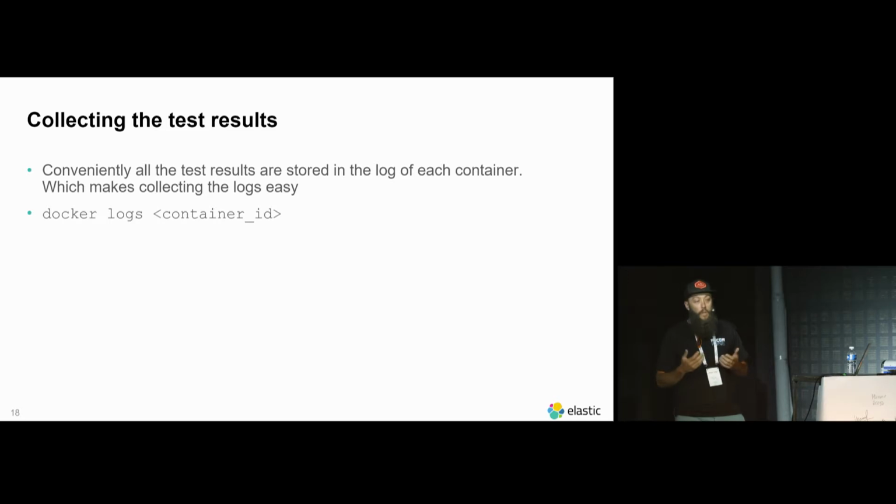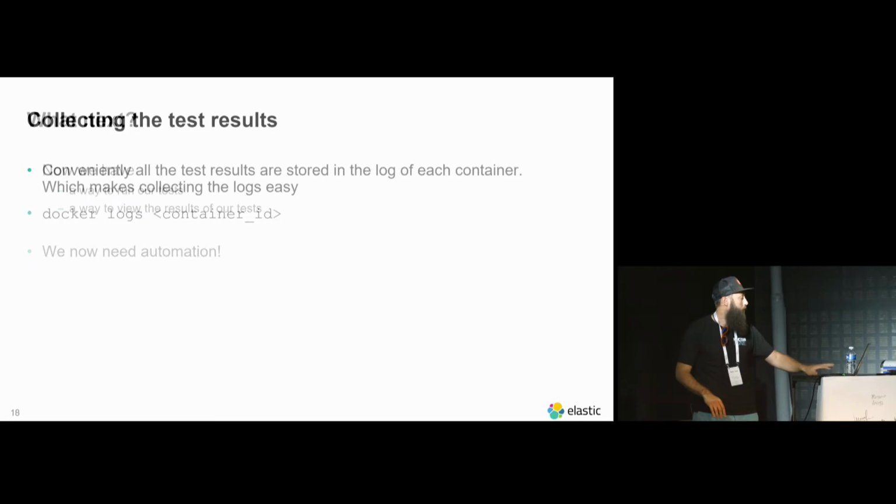Collecting the test results: if you run docker-compose up, you're going to just see a stream of text come down your console, which can be really hard to process and manage, especially if your test matrix gets really big. Luckily, though, the output of all of the tests are stored within the particular container. So you can actually just do a docker logs on a container ID, and you can see the output of the test for that specific test element.